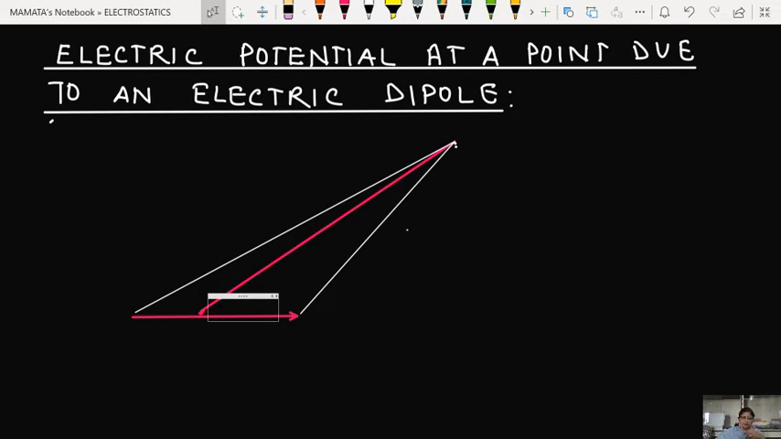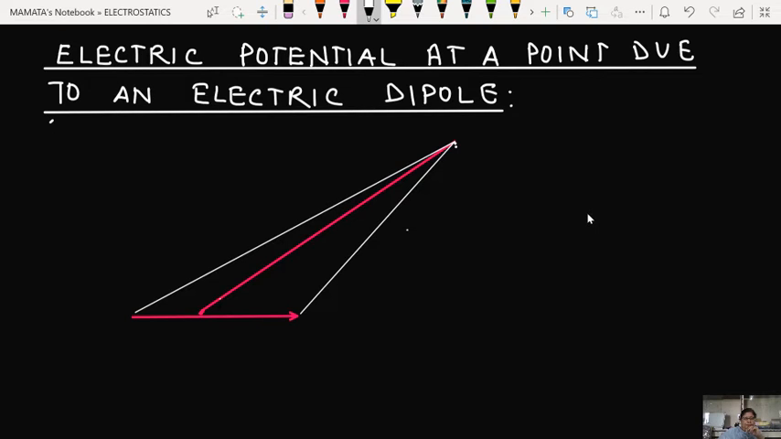Hello students, in the previous video we studied the electric potential at a point due to a single charge and a system of charges. In this video we will study the electric potential at a point due to an electric dipole. Suppose this is an electric dipole, and the arrow denotes the dipole moment.